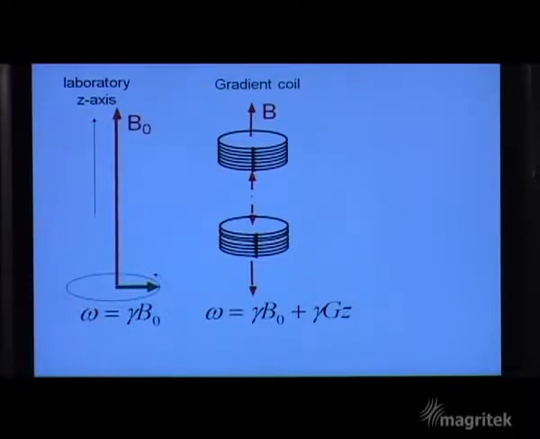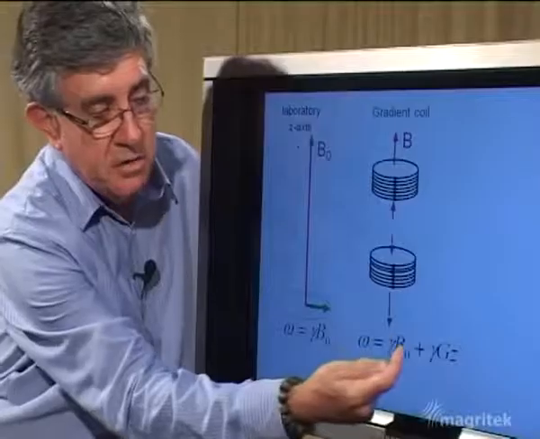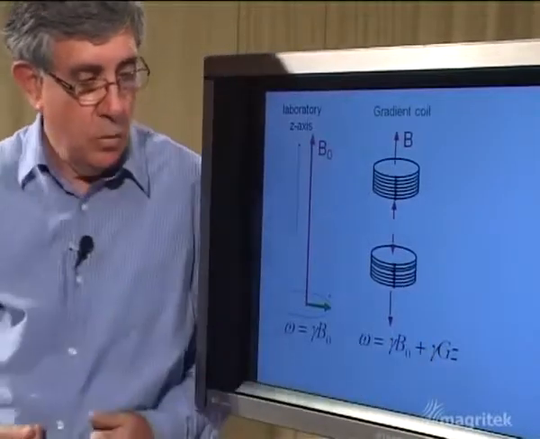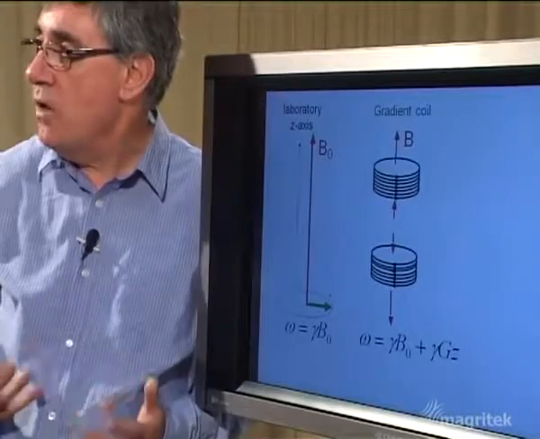And the constant of proportionality with position is the gradient itself. It tells us the rate at which the magnetic field varies along the z-axis. The gradient, therefore, will be expressed in units of Teslas per metre, in the sense that we express a magnetic field strength in Teslas. So the product here of gamma, G and z will make an angular frequency in radians per second.